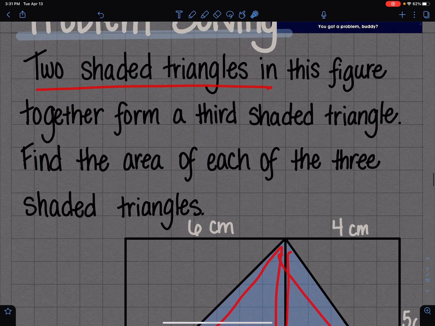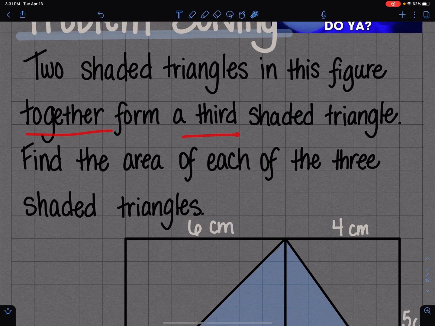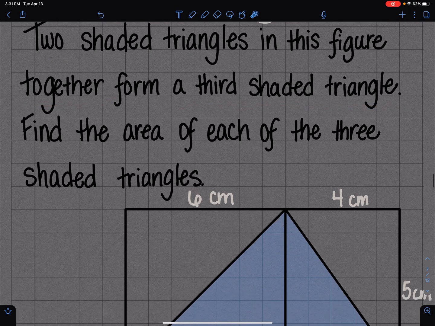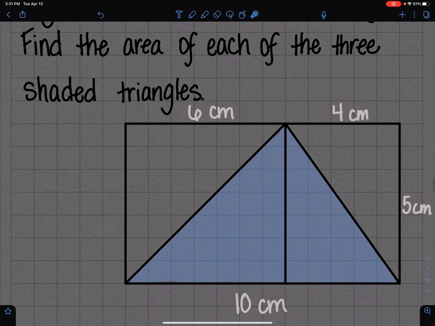And it says together they form a 3rd shaded triangle. Where is the 3rd triangle? Looks to me like it's going to be this one because it says together they form a 3rd. Find the area of each of the 3 shaded triangles.